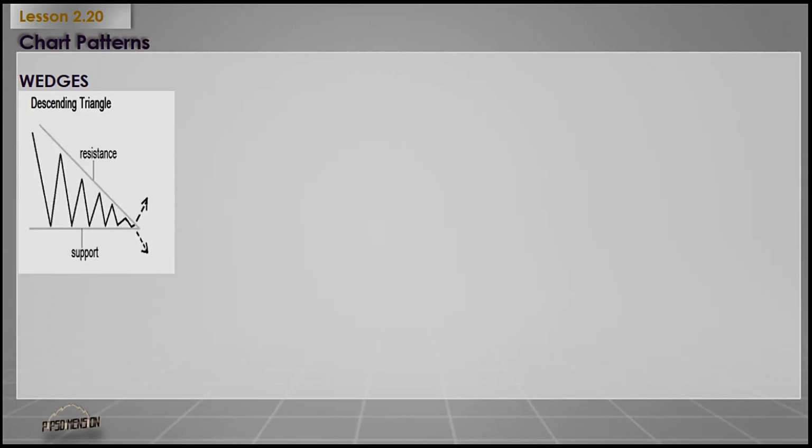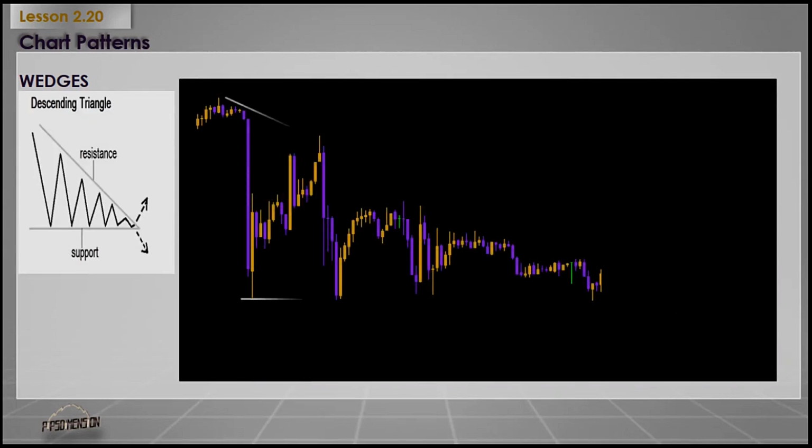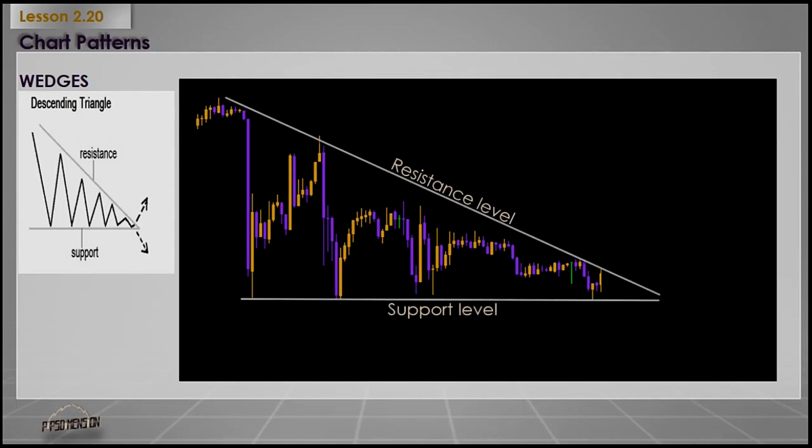Okay, then let's look at the descending triangle. This pattern forms a horizontal line of support, but the resistance level keeps descending as the bears keep putting in more selling pressure until the price wedges into an angle. At this point, you need to wait to see the direction at which the price breaks out.